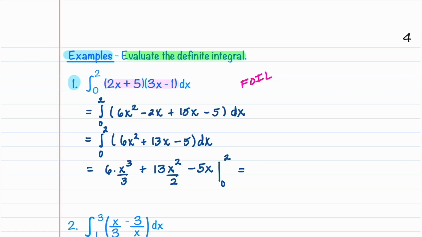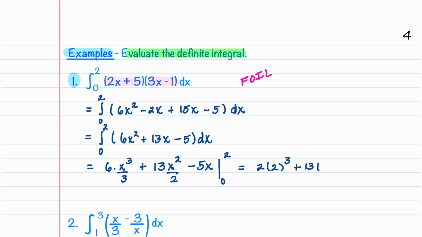This is equal to 6 divided by 3, which is 2. And then we're going to have 2 cubed. You substitute in the upper limit first, plus 13 times 2 squared divided by 2, minus 5 times 2. And then we subtract off the lower limit, but the lower limit is 0, so we can just subtract 0.